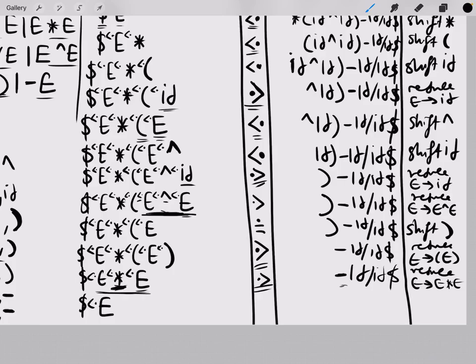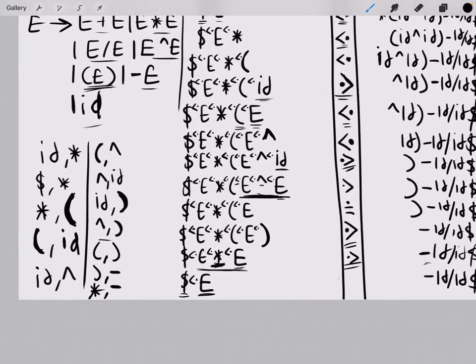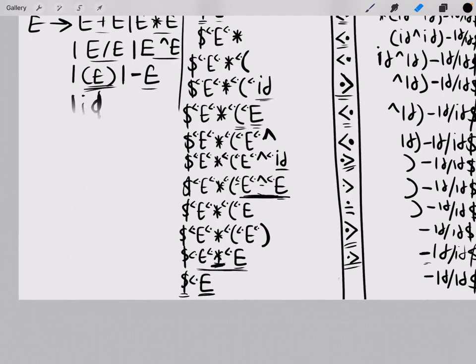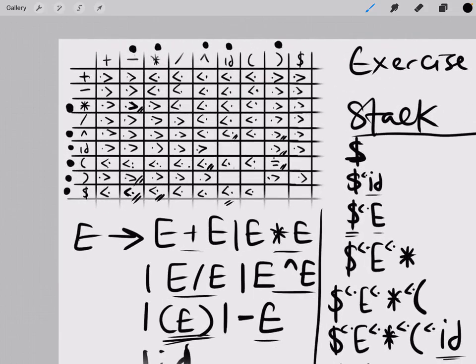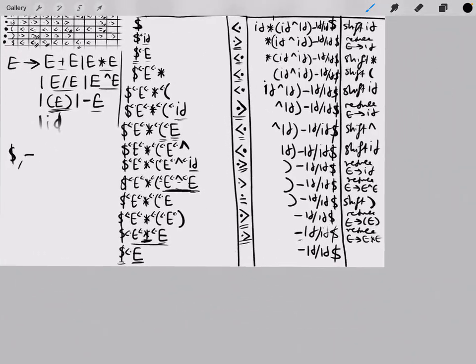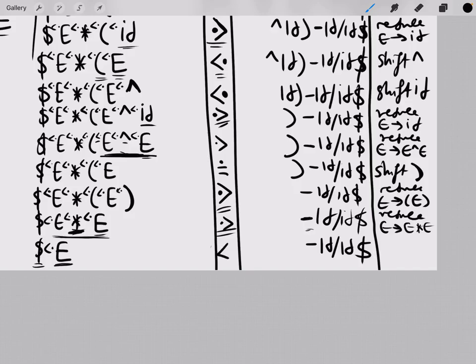What's left on the input buffer? We have minus ID divided by ID dollar sign. All right, and then ignoring the non-terminal, what do we have? We have to deal with the dollar sign. So minus should take precedence, but since we are doing the dollar sign first, dollar sign and minus. So check this, dollar sign minus, it yields precedence. So what do we do? We do this, and then we shift minus.